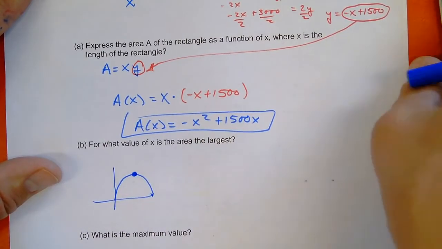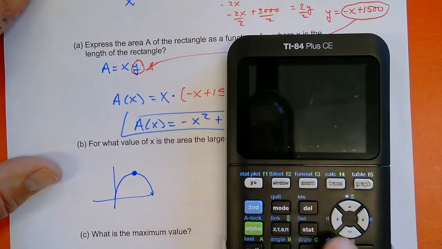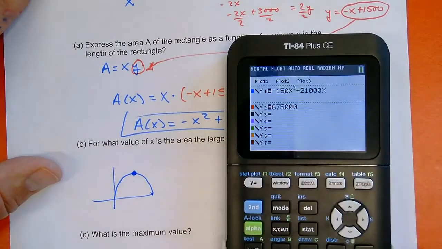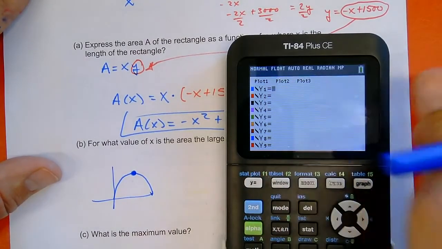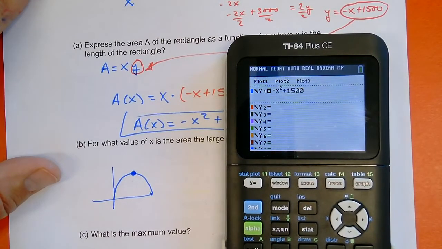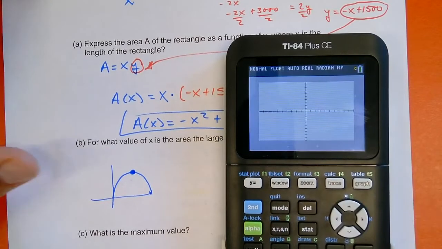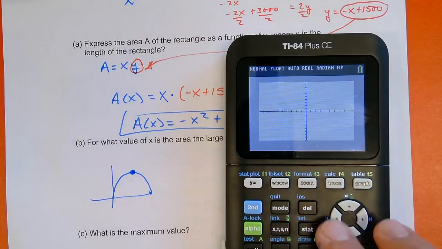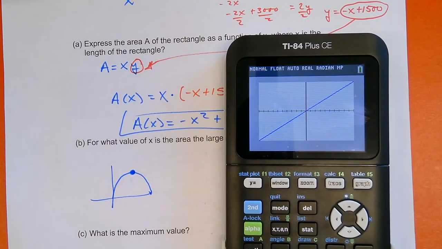So let's take a second and plug it in our calculator and see what we get. I have this stuff in there, so I'm going to delete it out. I've got negative x squared plus 1,500x. Okay, I'm going to go ahead and Zoom 6, knowing I'm not going to see what I want. You can mess around with your window, or let's try zooming out. Zoom 0. Okay, now that looks like a line.